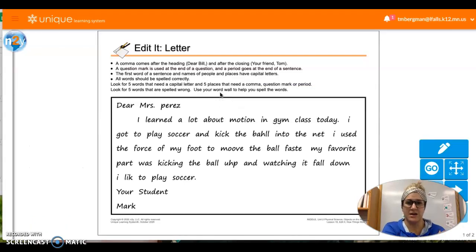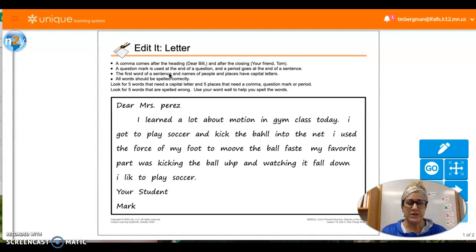Okay, here is the editing activity that we're going to be doing today. When we look at editing, we need to remember some important things. So let's read the directions first. A comma comes after the heading, like Dear Bill, and then there's a comma. And after a closing, your friend Tom. So see these commas in here? That means you're pausing when you're talking.